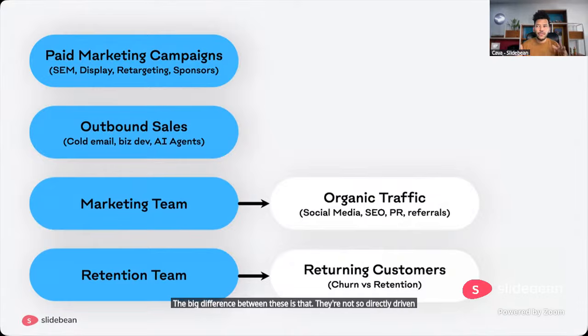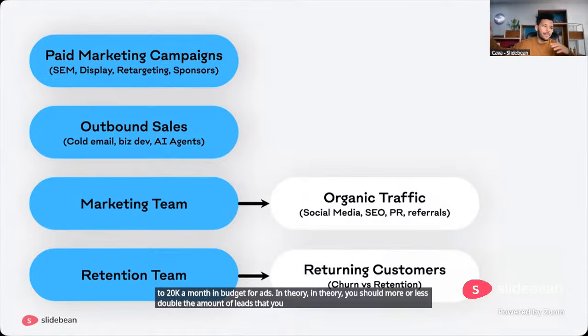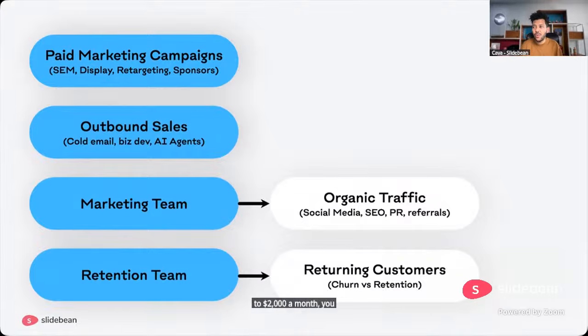For example, if you do paid marketing, if you're doing Meta ads, ads on Instagram, and you go from 10K a month in budget to 20K a month in budget for ads, in theory, you should more or less double the amount of leads that you bring in. There's always a cap on your campaigns and so on, but in theory, if you go from $1,000 a month to $2,000 a month, you probably should get twice the amount of leads or twice the amount of traffic, right? So there's a very direct causality between those.